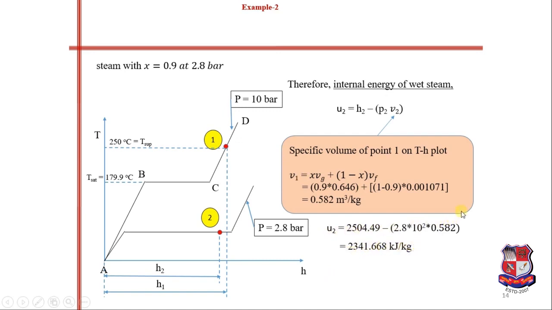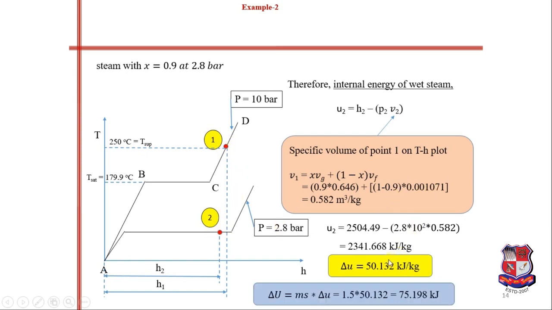So U2 is equal to 2341.668 kilojoule per kg. So change in internal energy is equal to 50.132 kilojoule per kg. Okay, delta U means U1 minus U2, internal energy at point 1 minus internal energy at point 2. So this is specific internal energy because it is kilojoule per kg. So we just multiply it with mass of steam, that is given as 1.5 kg. Okay, so change in internal energy will be 75.198 kilojoule.